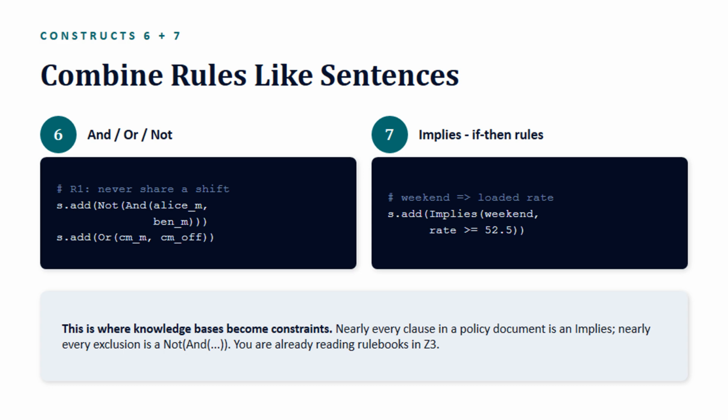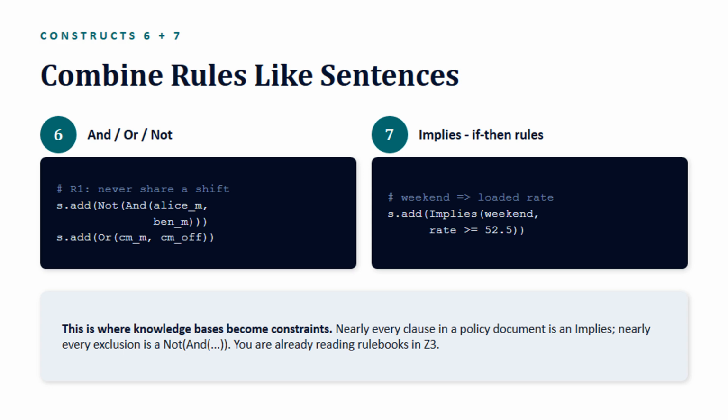If it is a weekend, the rate is at least 52.50: Implies of weekend, rate at least 52.5. One line. Pause on why this matters beyond syntax.